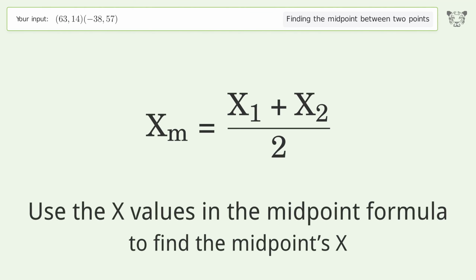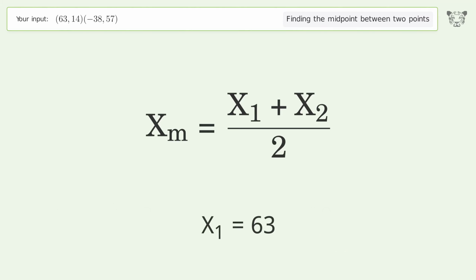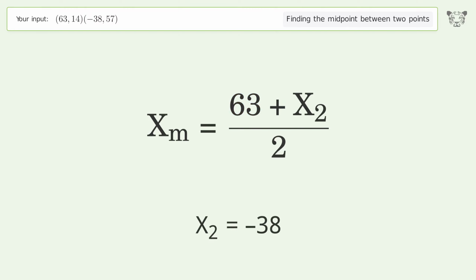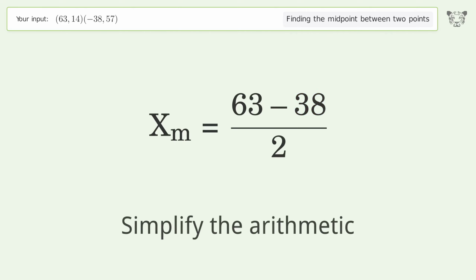Use the x values in the midpoint formula to find the midpoint's x. x1 equals 63. x2 equals negative 38. Simplify the arithmetic.